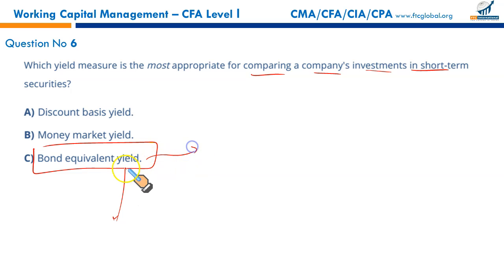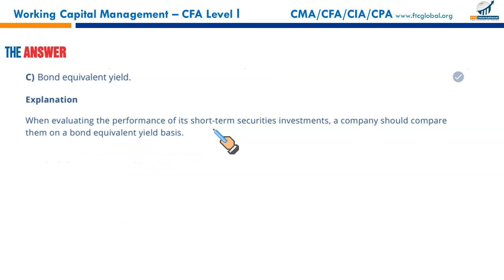So we can convert the return into bond equivalent yields, and then accordingly we can compare which of these is a better option. So remember, when evaluating the performance of short-term securities, in order to compare each other, we convert their returns into bond equivalent yields, and then we decide which is the better one. So that makes C the correct option.